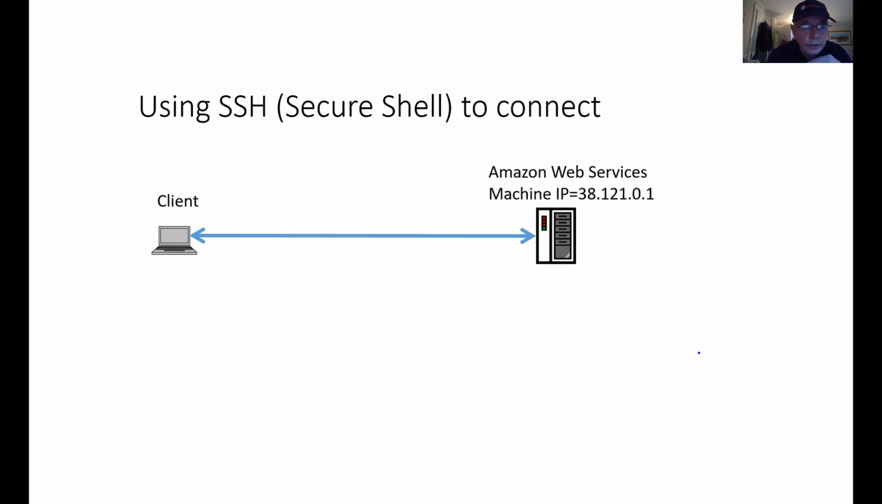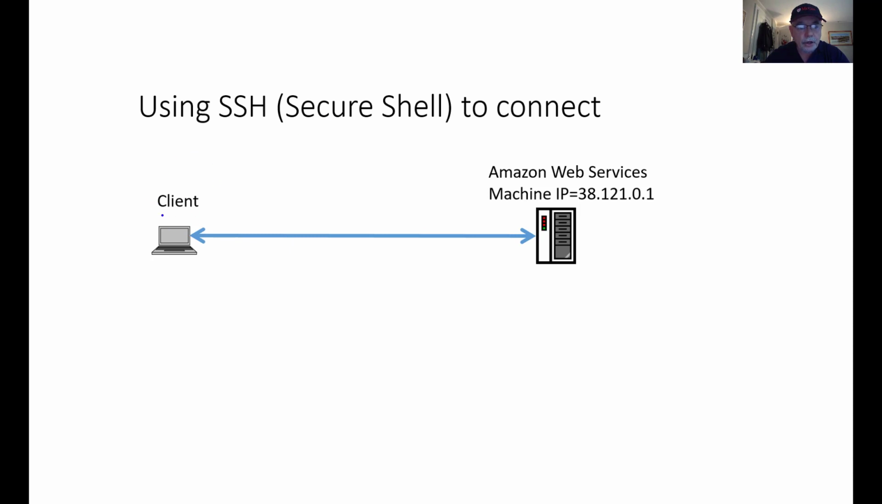Hi, so we're going to use SSH, which is a secure shell, to set up a machine and control a machine on Amazon Web Services. So first we need to set up the machine, and we'll do that through our browser. So we'll log into Amazon AWS, Amazon Web Services, and set the machine up. Then we'll communicate with SSH.